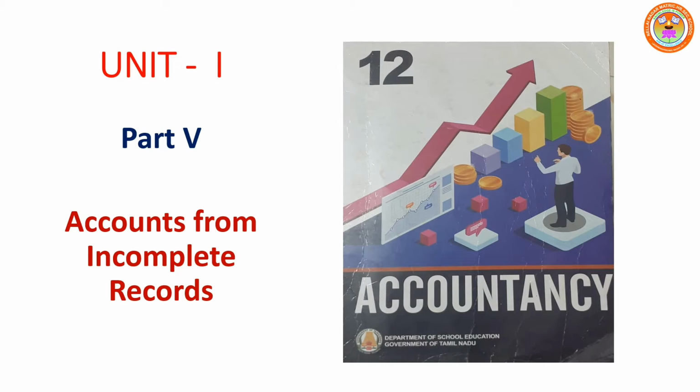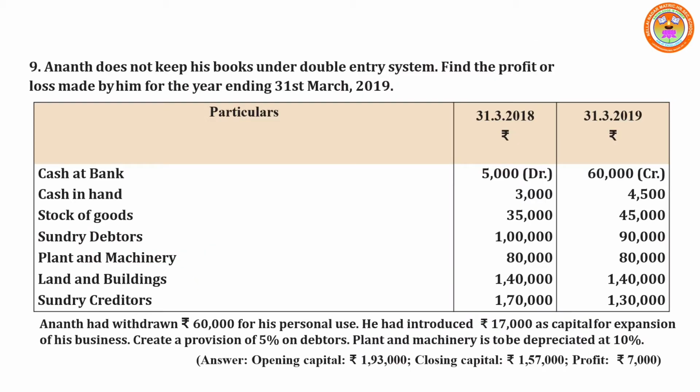Today, we are going to do sum number 9 and also we will discuss under conversion method how to prepare final accounts from incomplete records. Let me see sum number 9 first. Sum number 9. Anand does not keep his books under double entry system. Find the profit or loss made by him for the year ending 31st March 2019.